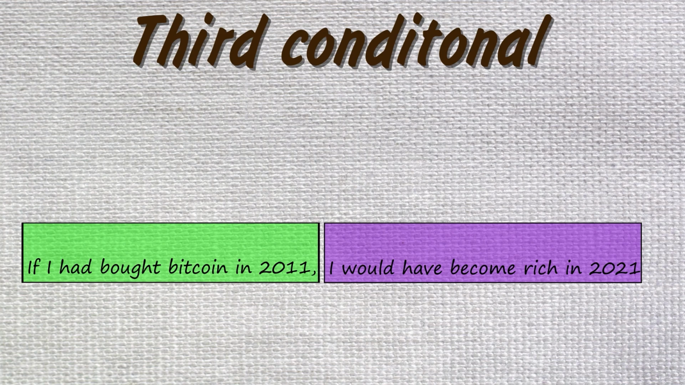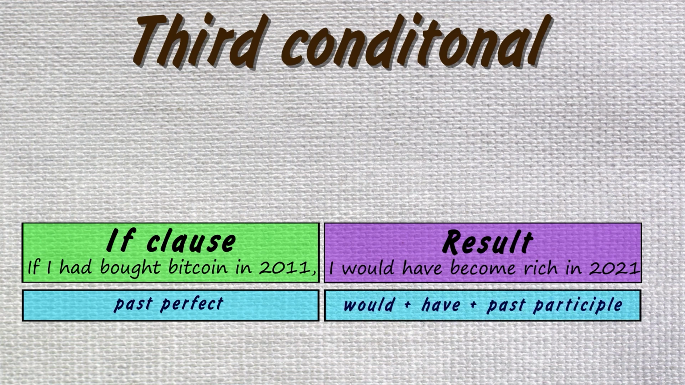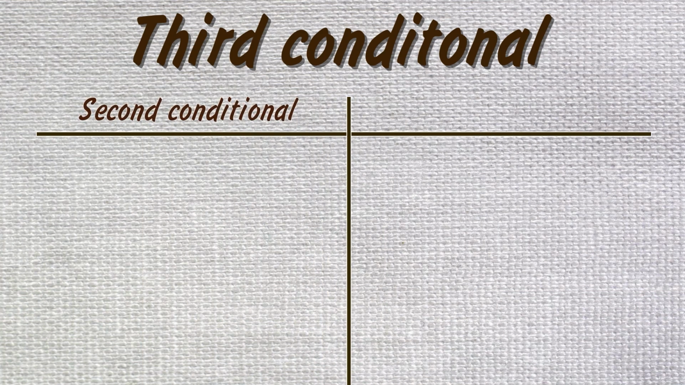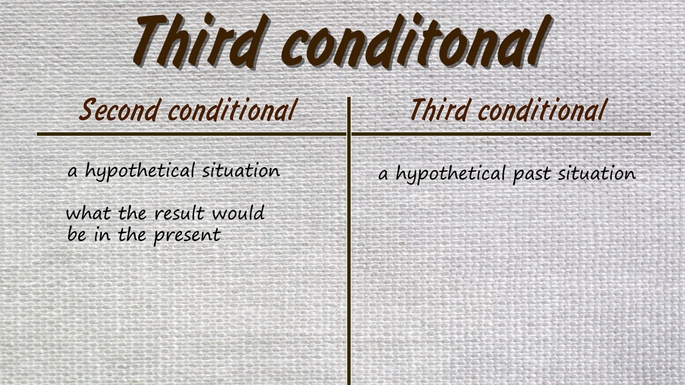The structure of the third conditional is: the if clause in the past perfect, and the result clause is would plus have plus past participle. So, what's the difference between the second and the third conditional? Well, the second conditional describes a hypothetical situation, a situation that's not real, and it tells us what the result would be in the present, while the third conditional describes a hypothetical past situation, and it tells us what the result would have been in the past.